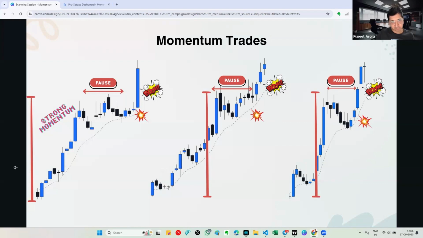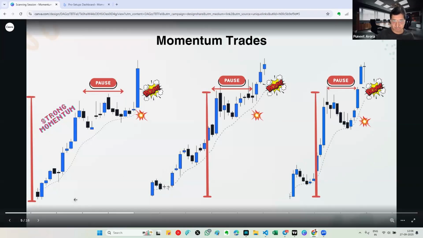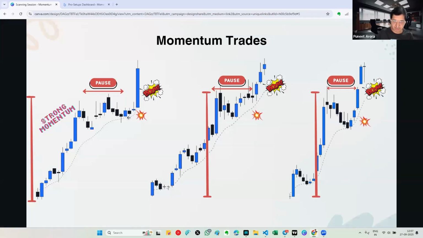Like in all these charts, there's a strong prior momentum, upward directional movement. The volume is not shown here, but in each of these, there's high institutional volume also. There's a pause. This dotted line that you can see is the 10 EMA. There's a pause around the 10 EMA. The pause can be around the 20 EMA also, but the best of the pauses come towards the 10 and 20 EMA. There's a pause and then the move starts again.